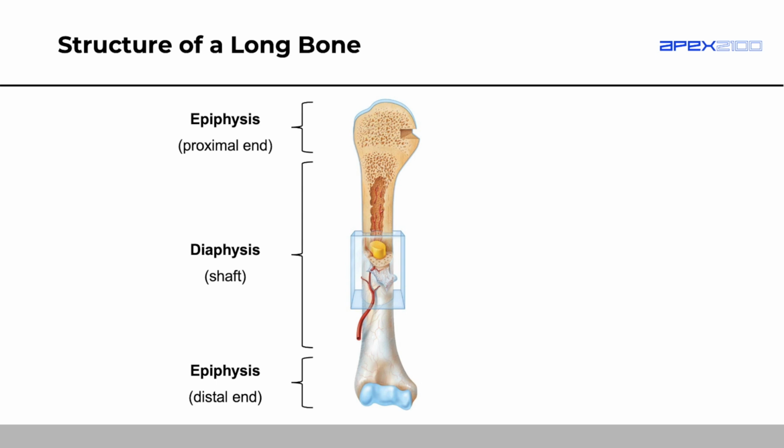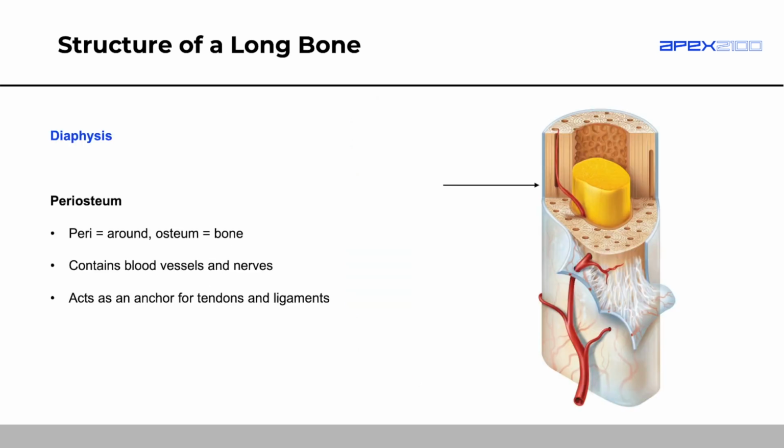If we're going to be more specific, we can call the epiphysis at the top the proximal end, and the epiphysis at the bottom the distal end. And we'll talk about these directional terms soon, but proximal just means closer to the site of attachment of the arm, so it's further up the arm, and distal means further down the arm, and this can be used in reference to the legs as well. So proximal is further to the top of the leg, distal is further to the bottom of the leg.